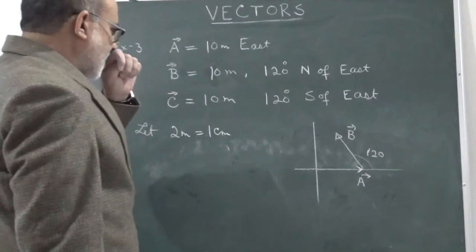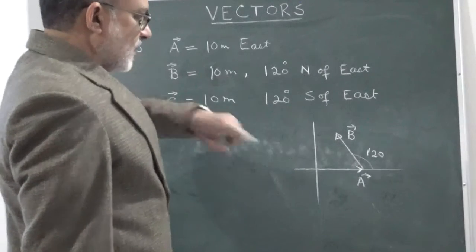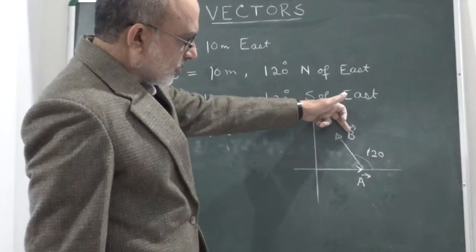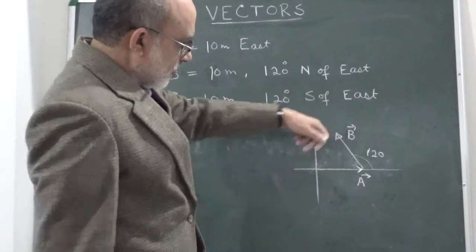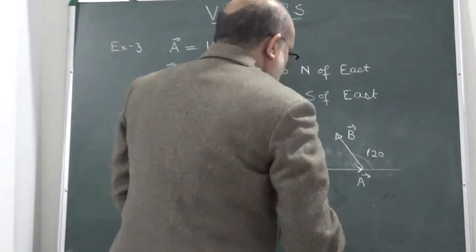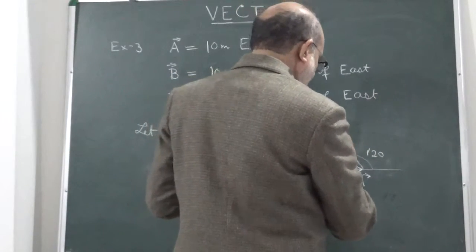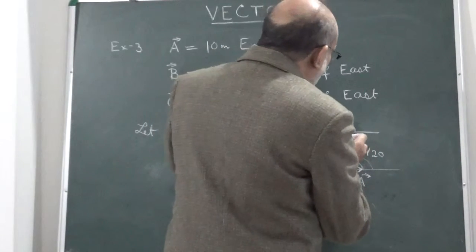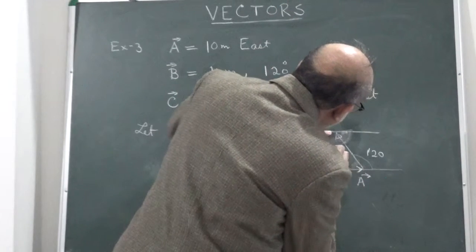Now vector C. Vector C is south of east. So this is the east line, and you have to take 120 degrees from this towards the south direction. So the south is here.